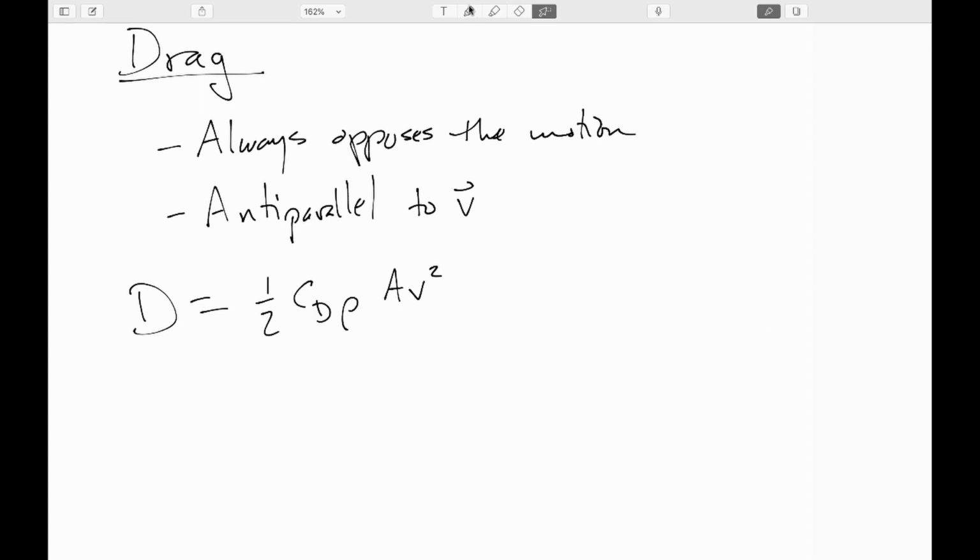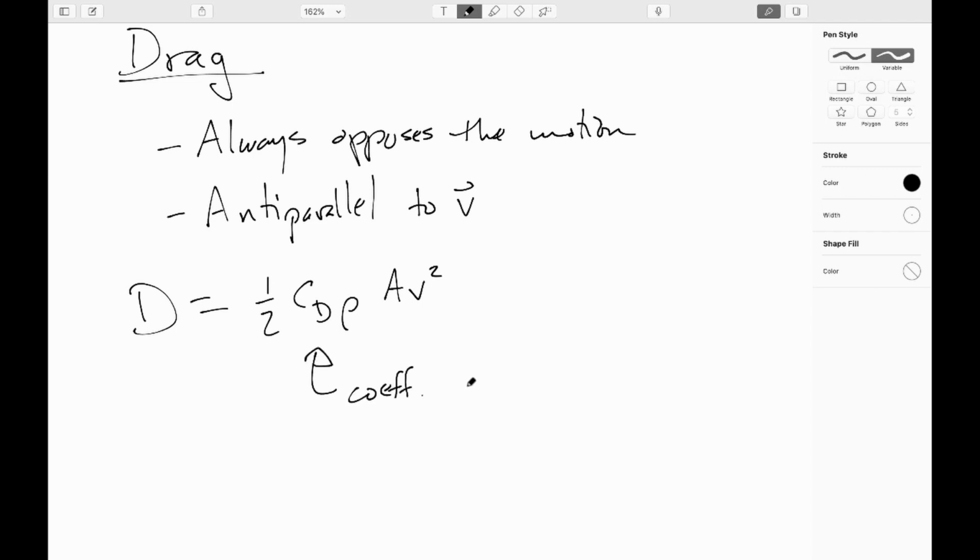And this C_D is what's called the coefficient of drag, or the drag coefficient. This is going to depend on the materials that the surface is made out of, and also the general shape. If it has a more aerodynamic shape, the coefficient of drag will be lower. If it's a boxier shape, it'll be higher. This rho here is the density of the fluid, usually air.